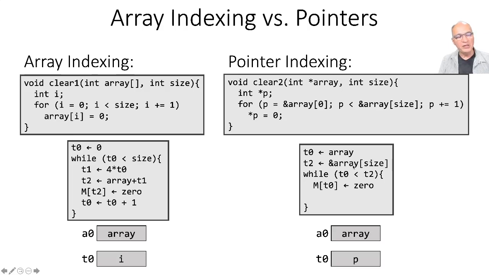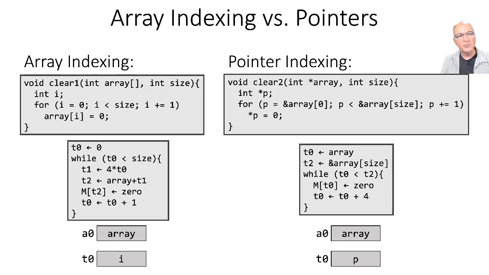And inside my loop, all I need to do is a memory access at T0, because T0, which is the pointer P, already contains the address of the memory where I need to store the value 0. And then I will increment the pointer. Now in the pseudocode, I represented that I'm incrementing the pointer by 4 because this is what I'm going to have to do in the assembly code.